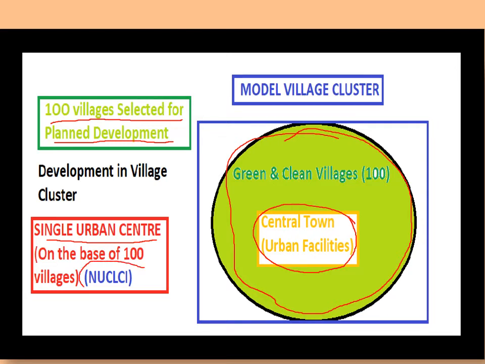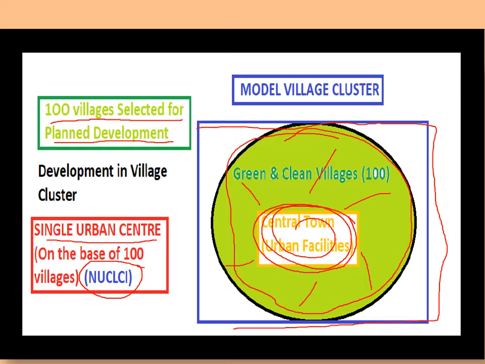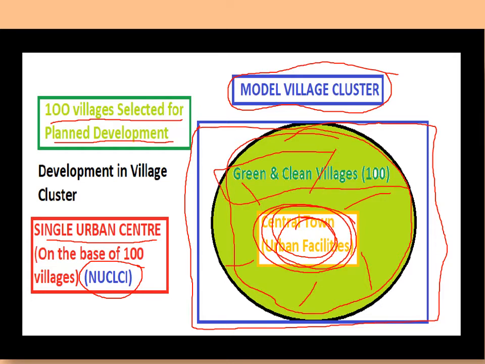This is a nucleus, and this nucleus will provide the infrastructural, economic and urban facilities to the 100 village areas surrounded by the central town. The whole concept of a nucleus, that is the central town, providing urban facilities to the green 100 villages is known as the model village cluster. The nucleus is the model, and those 100 villages are the zone of clustering of villages.